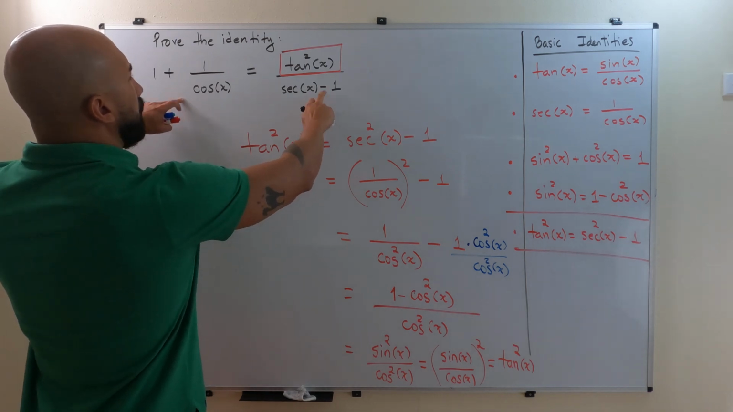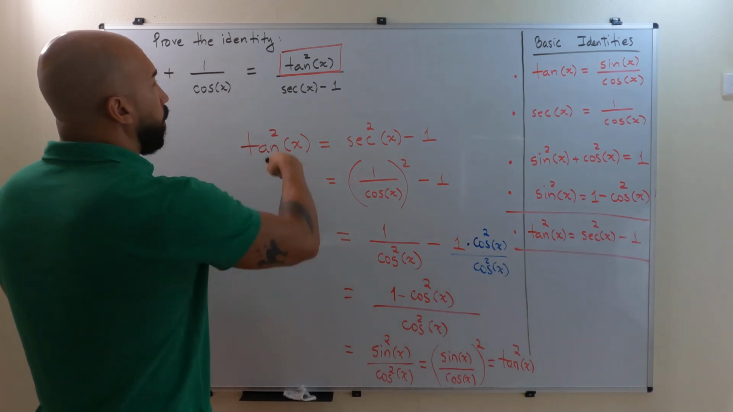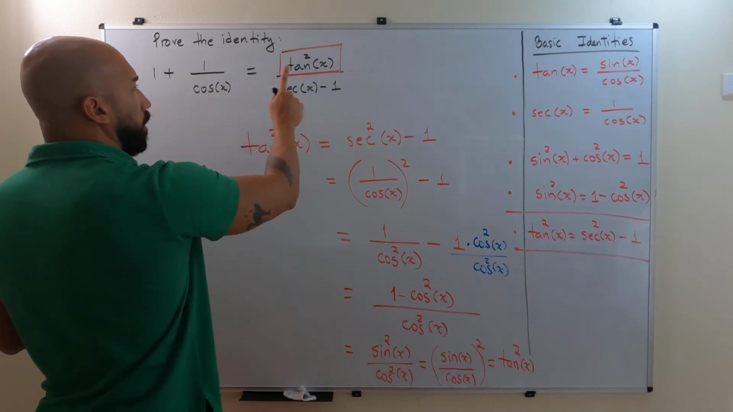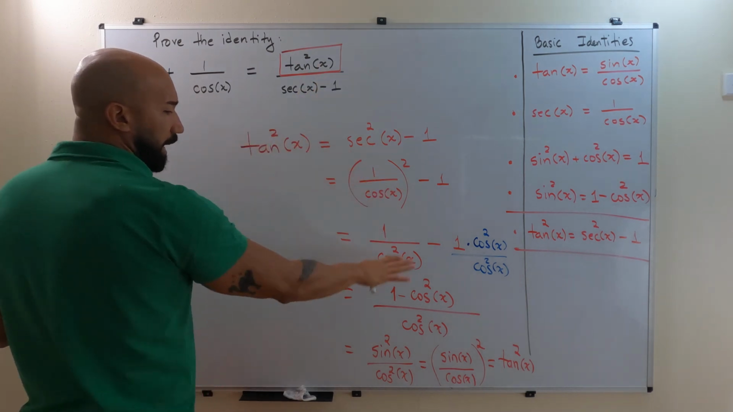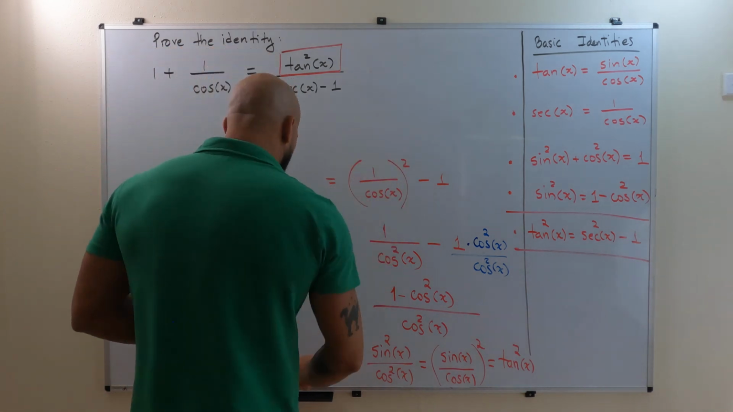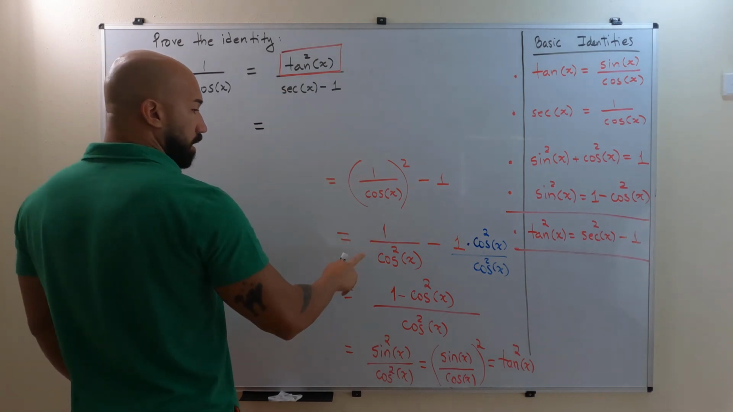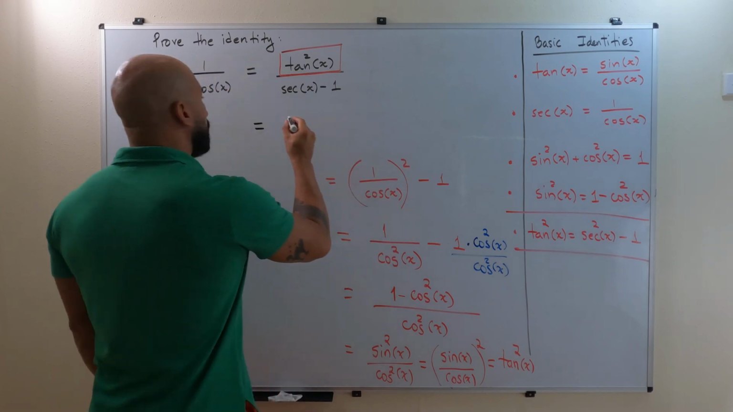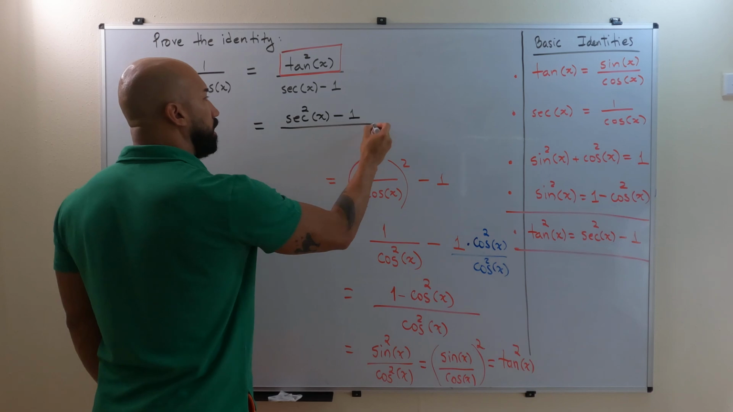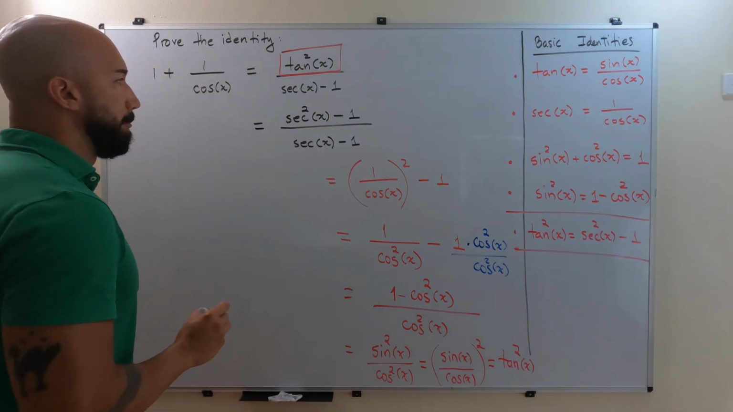I have two possibilities here. Either I transform both sides until I get the same thing, or I transform one of these two sides until I get the other. That's what I'm going to do. I'm going to transform this one to get this one, like I did here. Alright? So this is going to be tangent square is secant square of x minus 1 divided by secant of x minus 1.